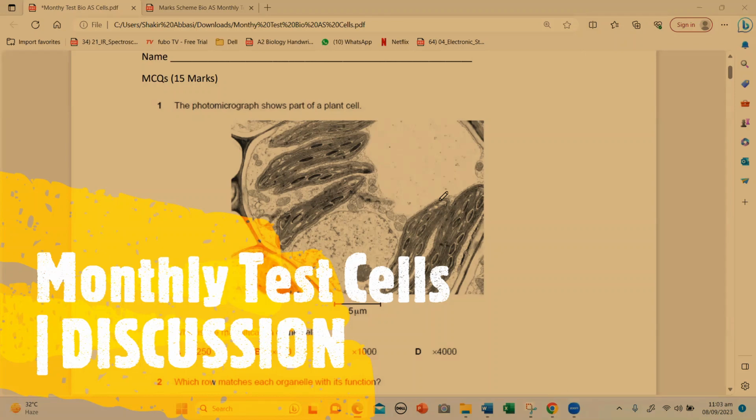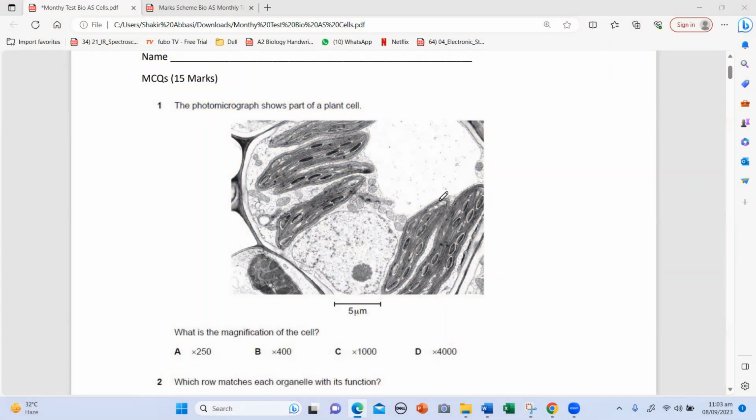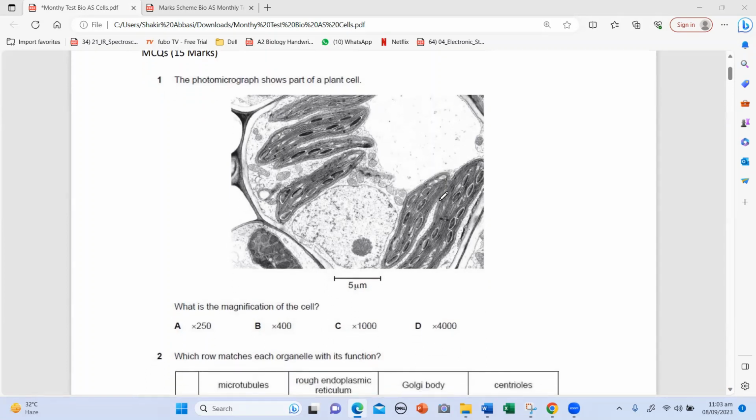Good morning, dear AS. We are discussing the monthly test of AS Biology chapter cells, and it has 15 marks MCQs and 15 marks theory. So question 1 says, what is magnification?